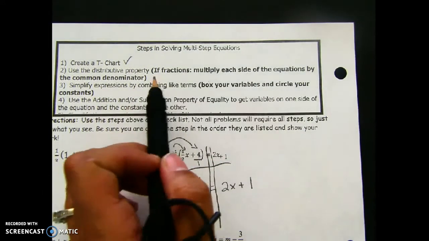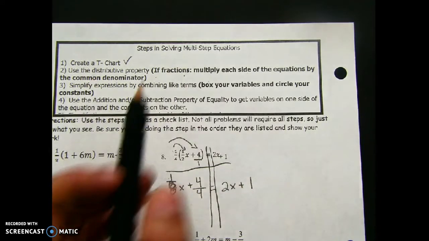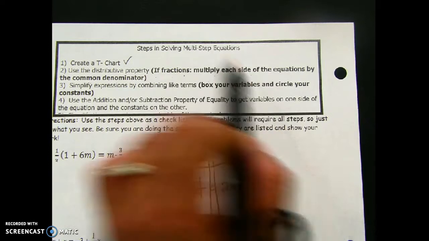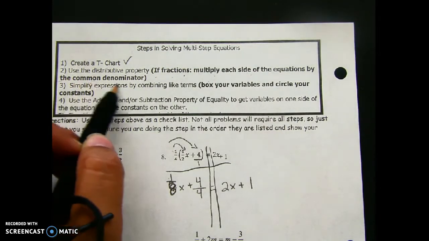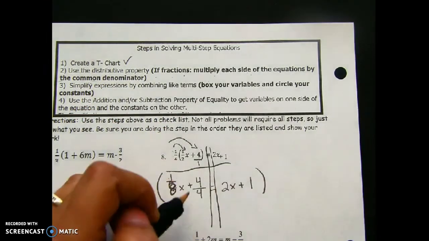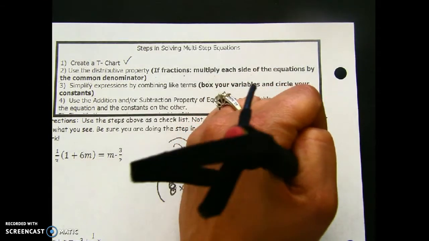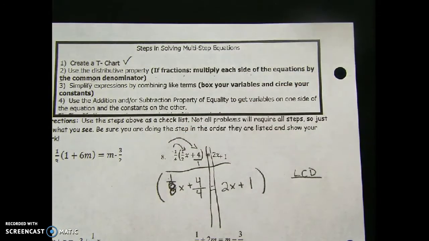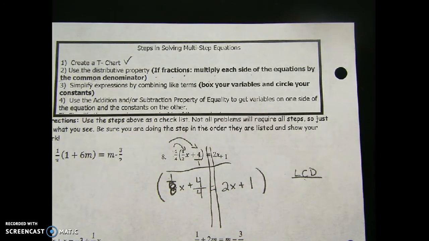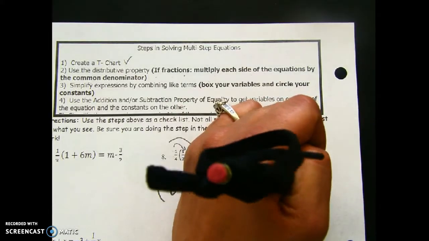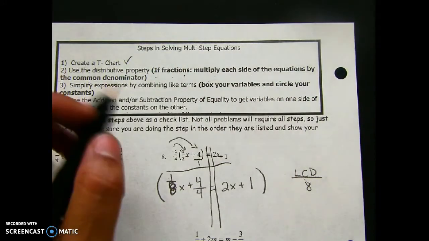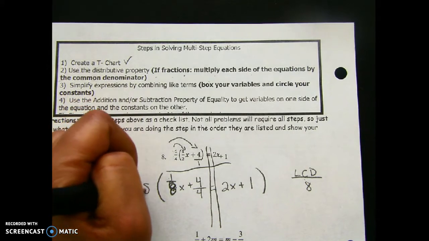Now, I distributed, but if I still have fractions, I need to multiply each side of the equal sign by a common denominator. So, I'm going to look for the least common denominator. That will help with reducing. That means the smallest number that can go into 8 and 4. What is the smallest number? Smallest number is 8, because 4 can go into 8 and 8 can go into 8. I'm going to multiply this whole equation by 8.